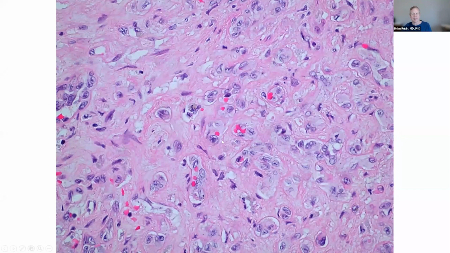And here's what it looks like at high power. You can see the cells are basically round. This is a little cord of EHE cells. And then they form these little groups, but again, the cells are round, and they live in this stroma, which is very characteristic of EHE. It's what we call a myxohyaline type stroma, and when we see this picture, that's typically EHE.